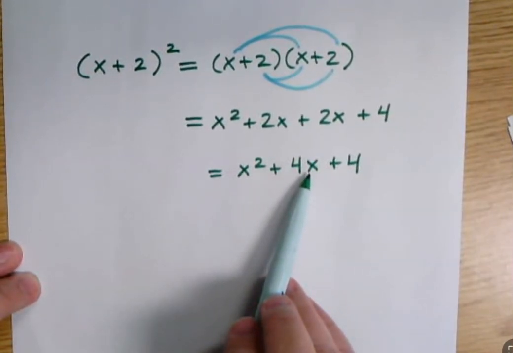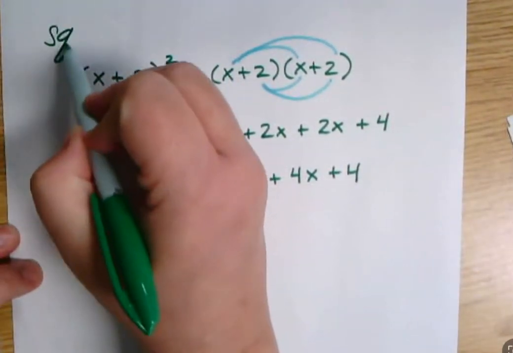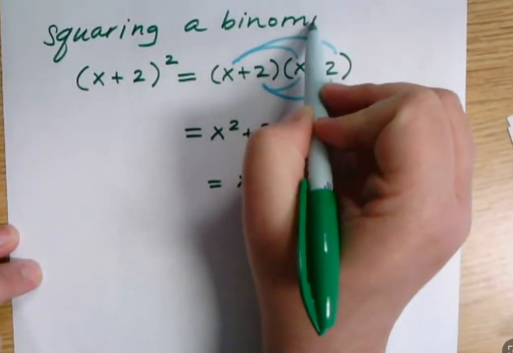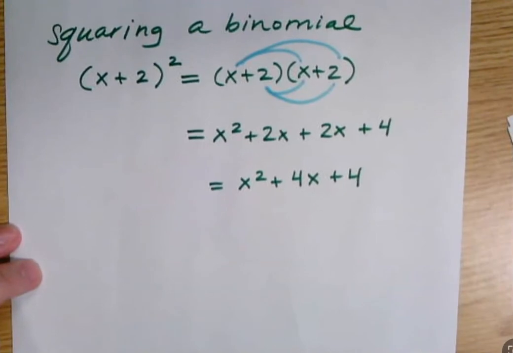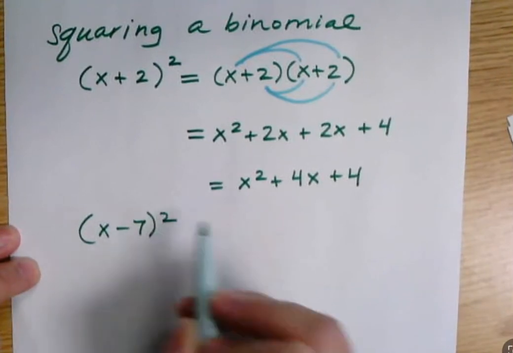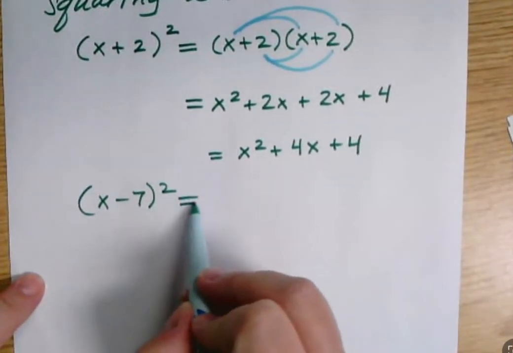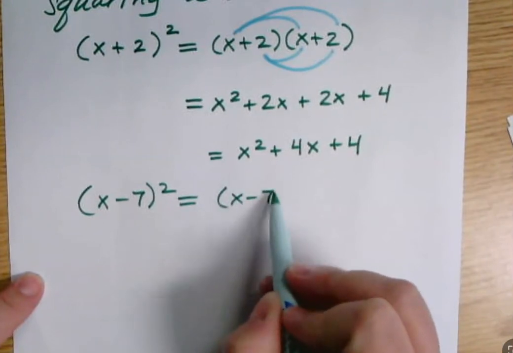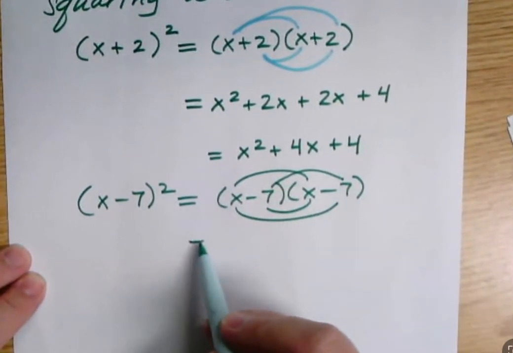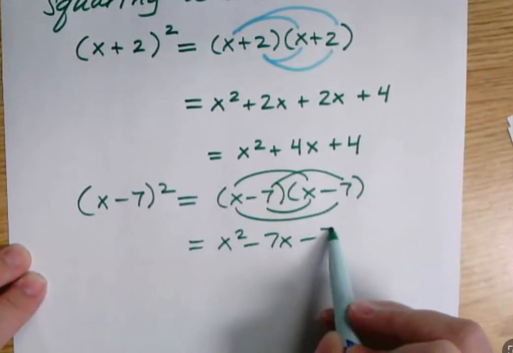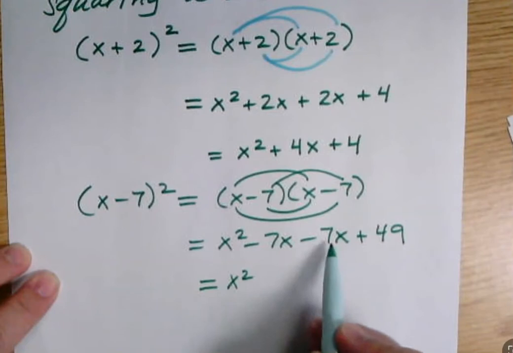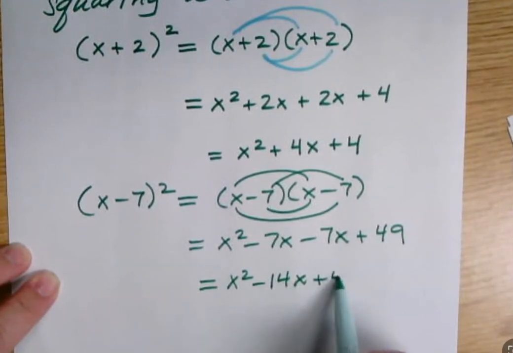So anytime I want to square a binomial, something with two terms, I have to think about completely multiplying it out. For instance, let's do x minus 7 squared. X minus 7 squared is x minus 7 times x minus 7, and I get x squared minus 7x minus 7x plus 49. So when I simplify, putting my like terms together, this is what I get.